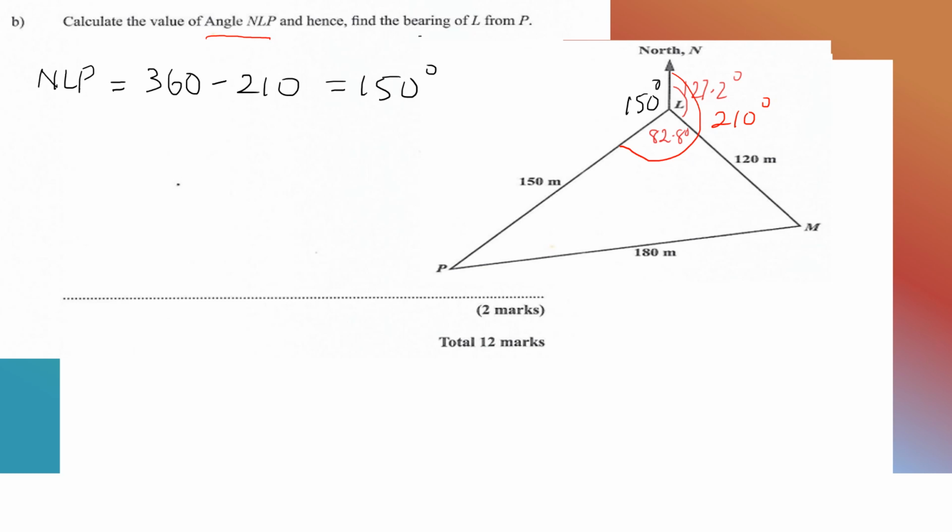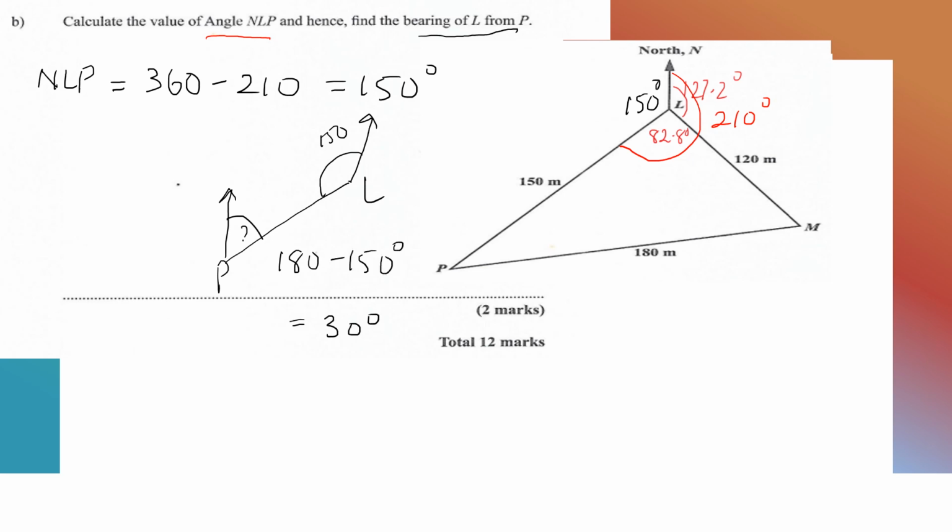Then you're asked to find the bearing of L from P. So that's this diagram here. Let me just draw this a little better. This is our north line. So this is 150. So we have another north line here at P, and this is L. So you want to know what's this angle. And that is going to be 180 minus 150, which is equal to 30 degrees.